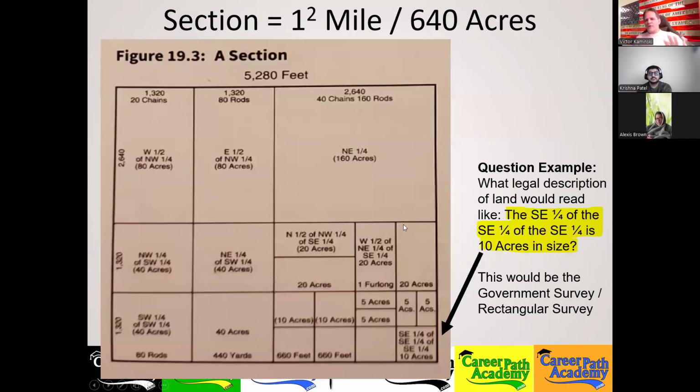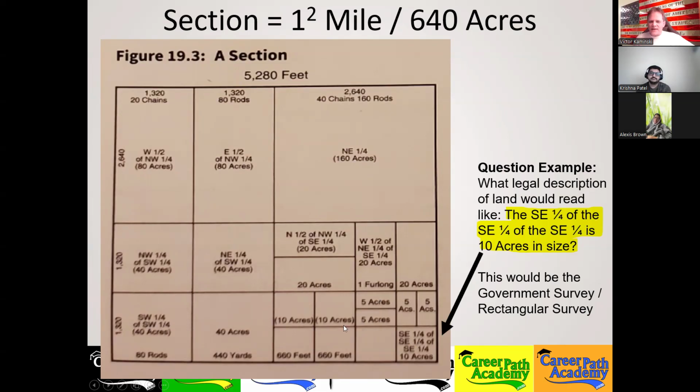But forget about all the writing in it. If we were to break this down, here's the legal description that says the SE quarter of the SE quarter of the SE quarter is 10 acres in size. SE stands for southeast quarter. So if we were just to take this section and draw a cross through it, a line straight down the middle, going up and down and side to side, we got 4 quarters. We quadrant it. This would be the southeast quarter. And then we quadrant that again. And then this is the southeast quarter of the southeast quarter.